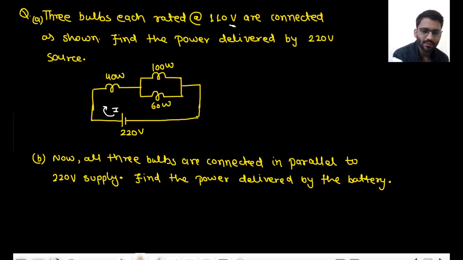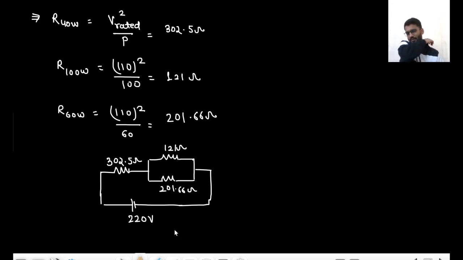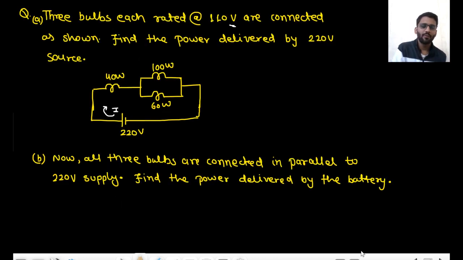This is your 220 volt. Okay, this resistance is 302.5 ohm. This is 121 ohm, and this is 201.66 ohm. Okay, now what did they ask?